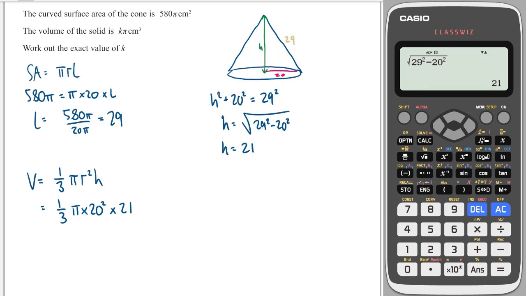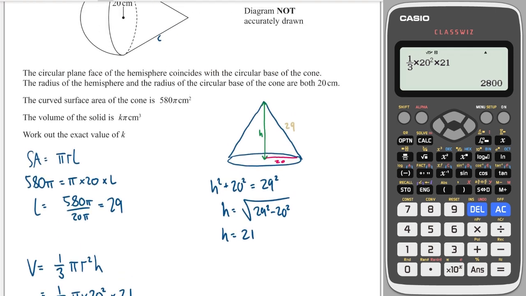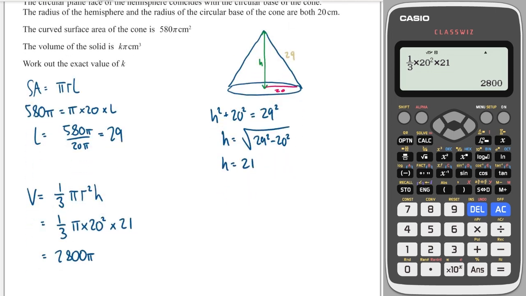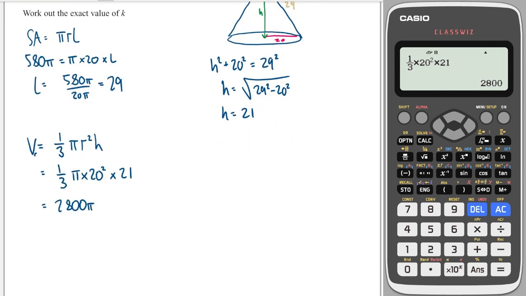So we can do 1/3, I'm going to leave out the pi because it's just going to get things messy and we don't need to use it in our final answer. So we get 2,800. Okay, great. So that's 2,800. But that's just the cone. We also need this hemisphere, which has a radius of 20. So that was the radius of the cone.